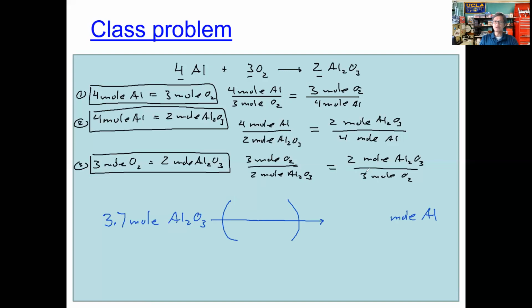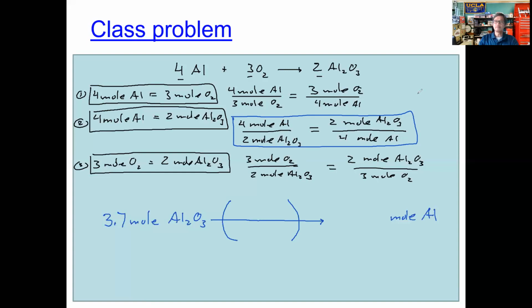Okay, let's take a look at the last one here. The last one here compares oxygen to aluminum oxide. Okay, and so that won't work for us either. And so it has to be one of these two that we're going to use in order to solve for this one. Okay, because in both of these here we have aluminum and we have aluminum oxide. Now we just have to make sure we figure out which one we're going to use.